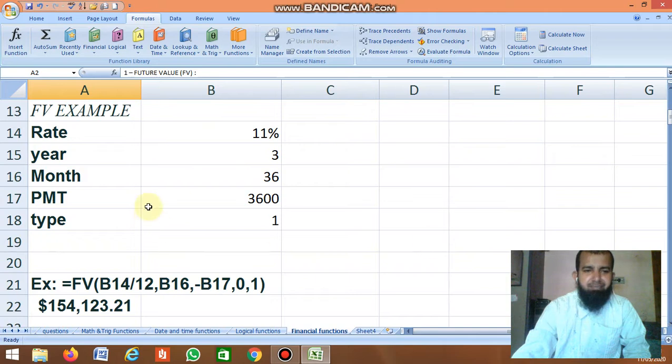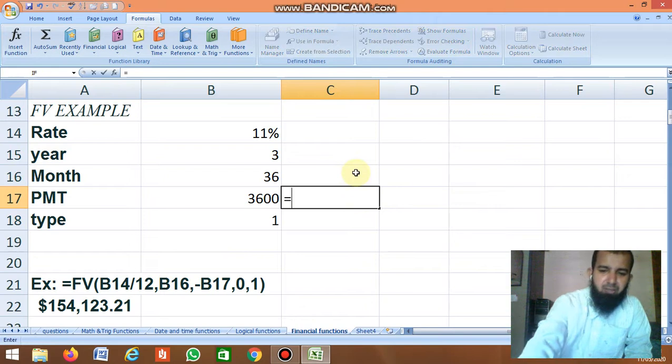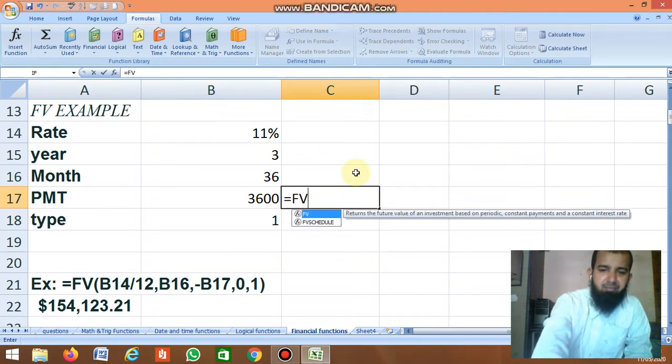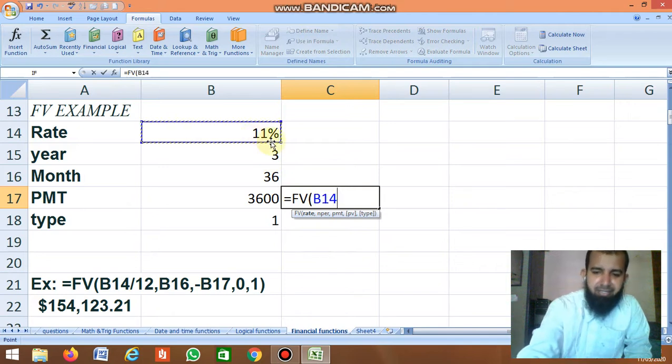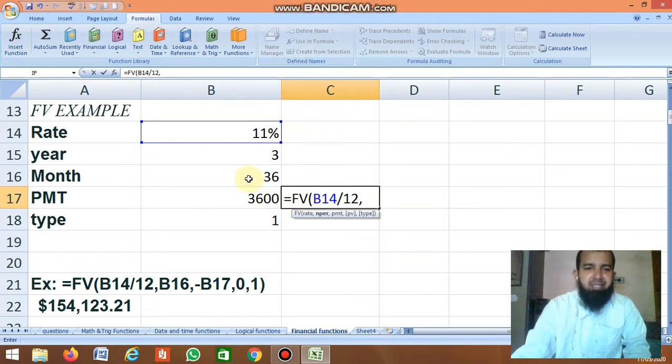Okay, take an example. Interest is 11%. Year 3 years means 3 into 12, 36 months. PMT per month 3600, and type is equal to 1 means at the beginning. Let's find the future value. Equal to FV, bracket. First is rate. Rate is how much? 11%, divided by 12 because you want to find per month. Then NPER, total number of months, comma.